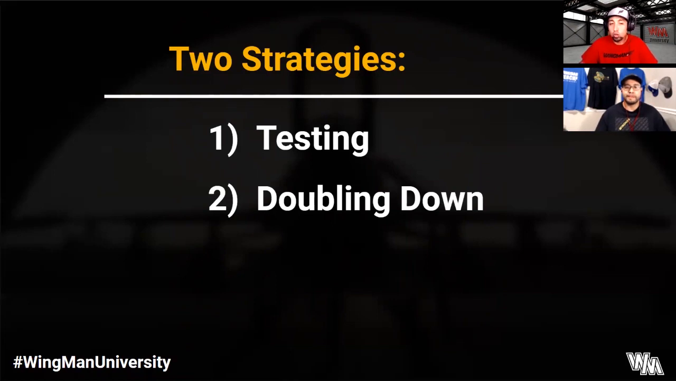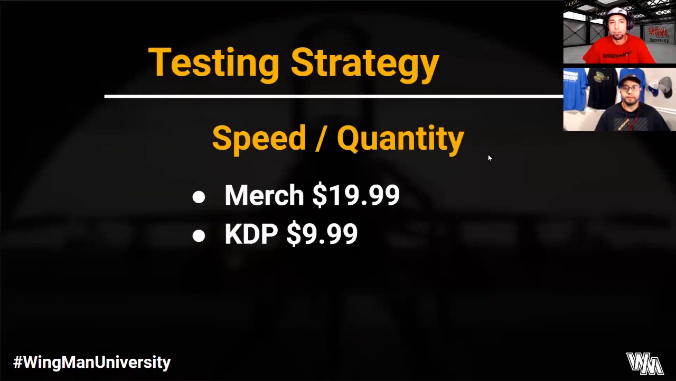Two go-tos for us are either we're in the testing phase and we have a strategy for that, or a doubling down phase. Doubling down is just once we have something working, we go back to the well and double down on that idea. The testing strategy is really a speed and quantity over quality type strategy.